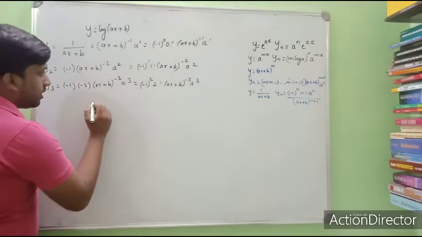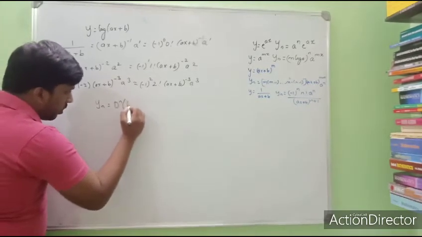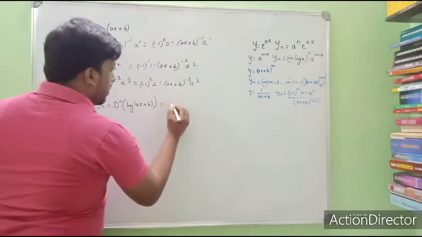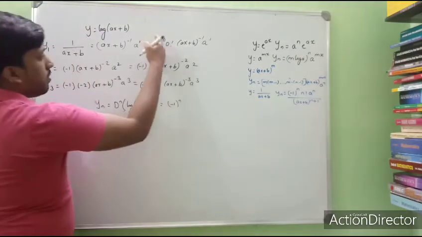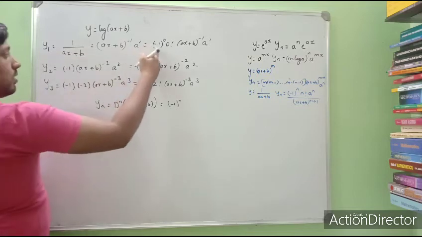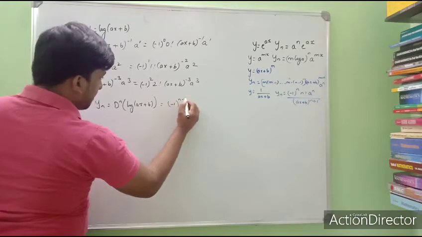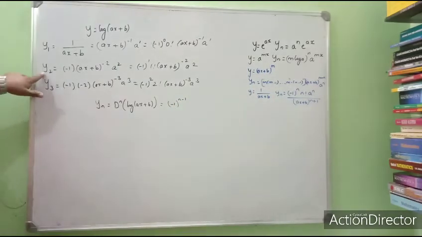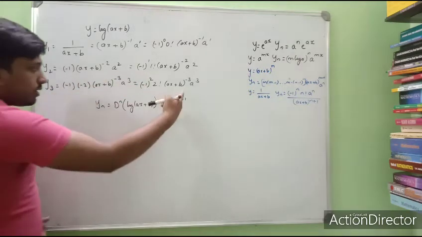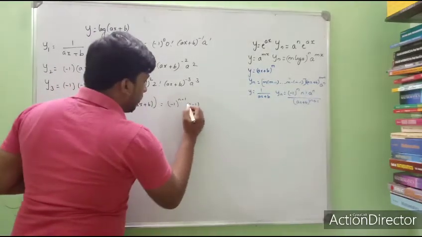So what will we write for the nth derivative? yn is equal to dn of log of ax plus b. We will write it as minus 1 to the power of n minus 1, because the power is increasing: for the first derivative you have 0, for the second derivative you have 1, for the third derivative you have 2. So it is n minus 1. So minus 1 to the power of n minus 1 into n minus 1 factorial.